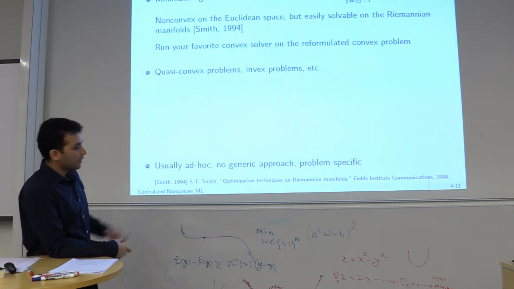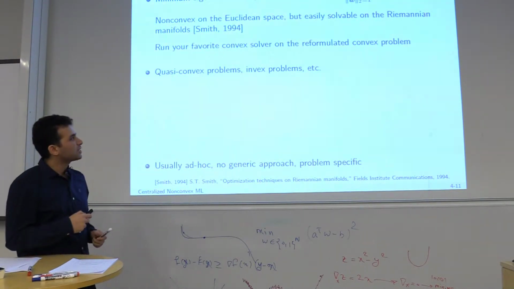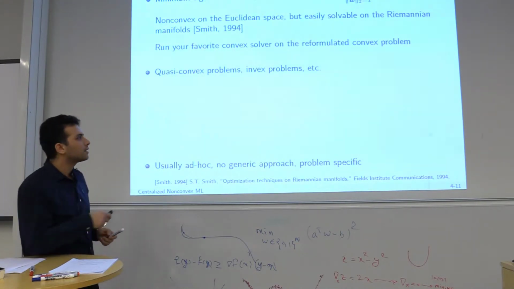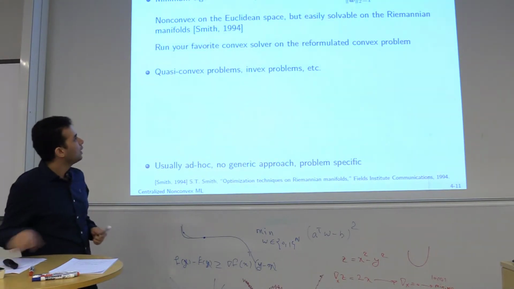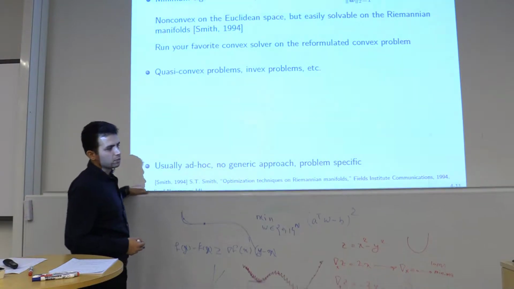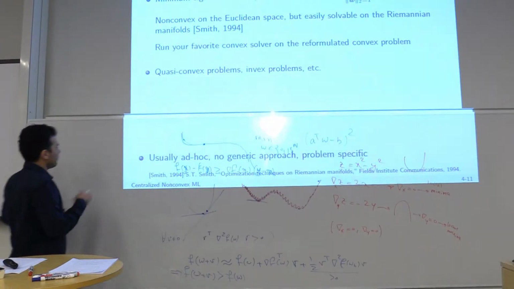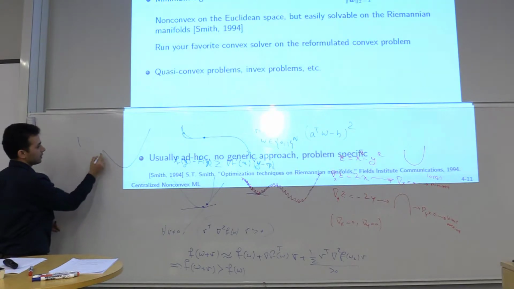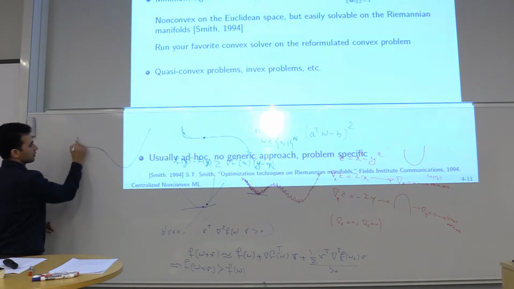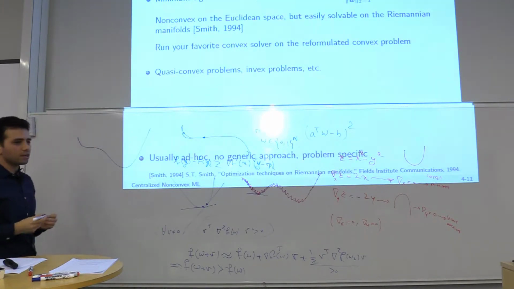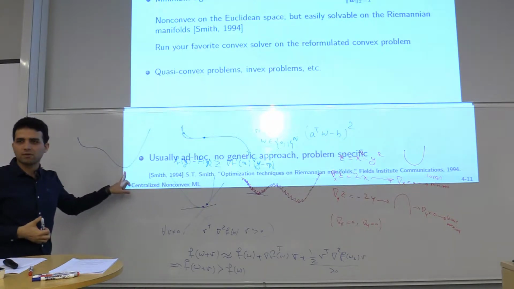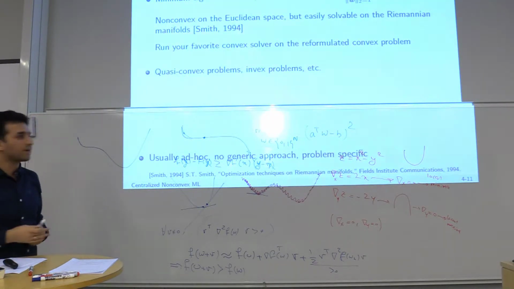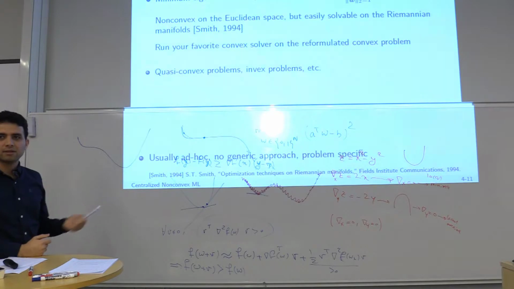Okay. Another kind of problem is the invex problem. We will see the definitions later on. But then quasi-convex problems. You have seen that they are definitely non-convex, but the function is like this. Definitely non-convex, but can you solve it to the global optimal solution? Yes, you sure can do that. How can you do that?